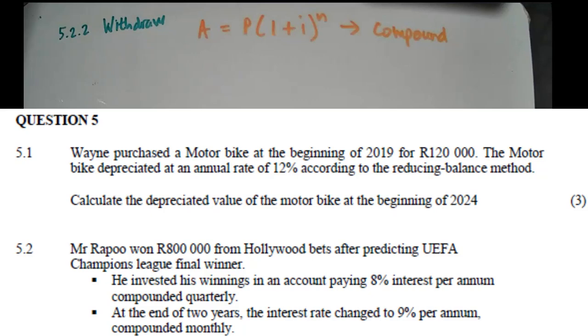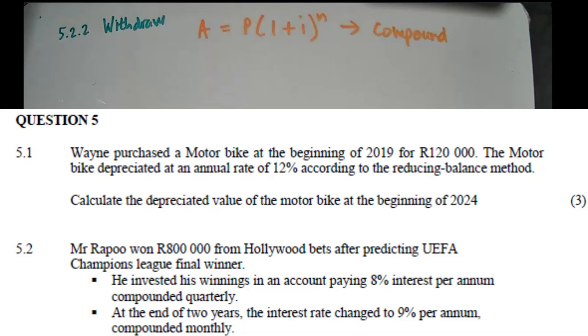Now the only thing changing in this question is the rate. Okay, so the rate is changing. So if you read the question again, it says Mr. Rapu won so much, 800,000, invested his winnings in an account paying 8% interest per annum, compounded quarterly. At the end of 2 years, the interest rate changed to 9% per annum, compounded monthly. Okay, so you can see now that only the rate is changing.